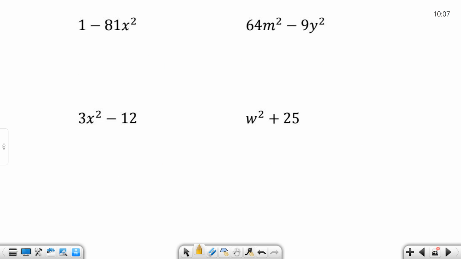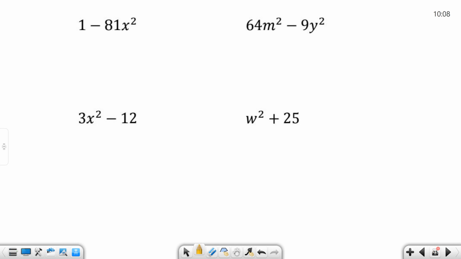So let's keep looking at these. 1 minus 81x squared. Again, how many terms is it? 2. Is there a GCF? That's the first thing I should look for when I factor. Nope, no GCF. Is it a difference? Yep. Positive 1, negative 81x squared. They're different terms, different signs.